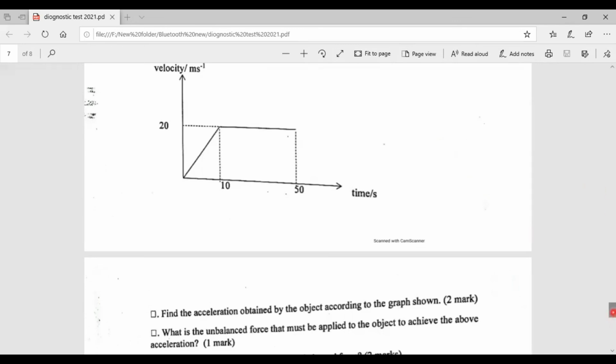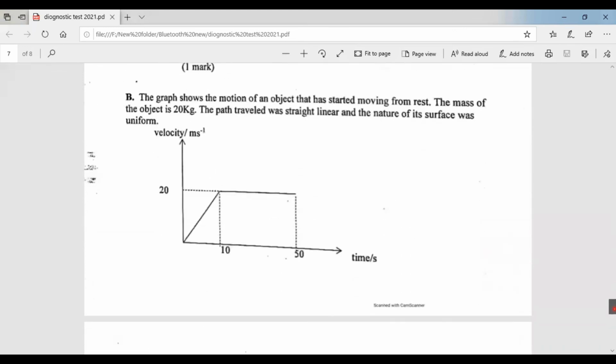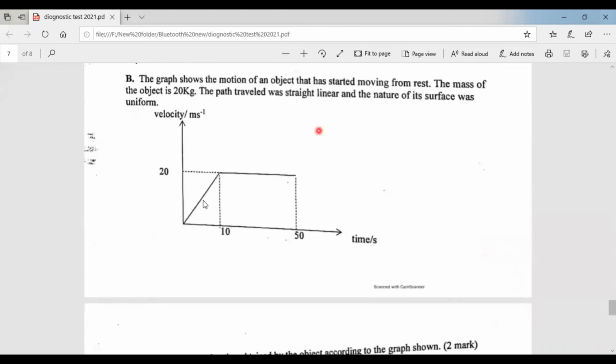Next question. How far does the object move with that unbalanced force? They ask about the distance traveled with that unbalanced force. To find that, you have to take the area under this triangle. Area under the triangle is half into 10 into 20. Then you can take the distance as 100 meters. This is how we take the area of a triangle.